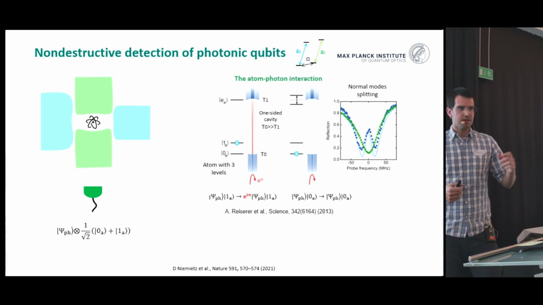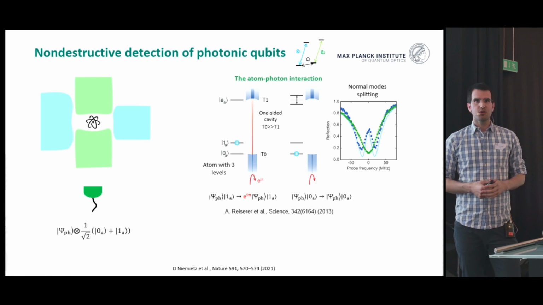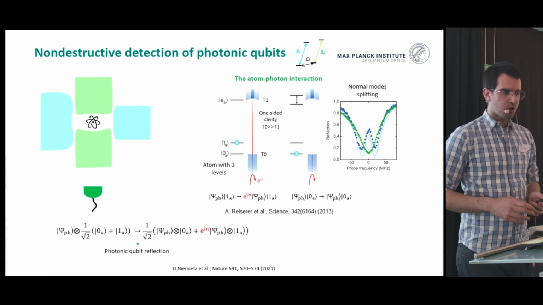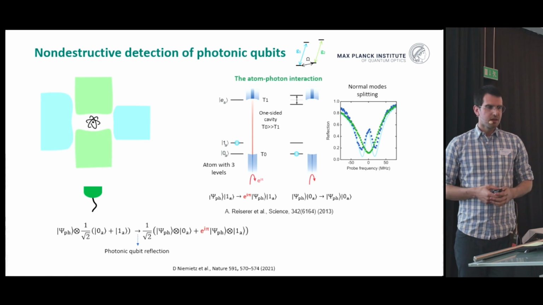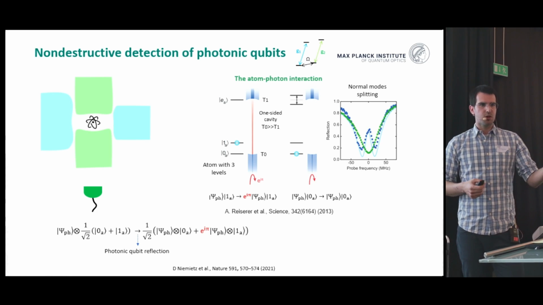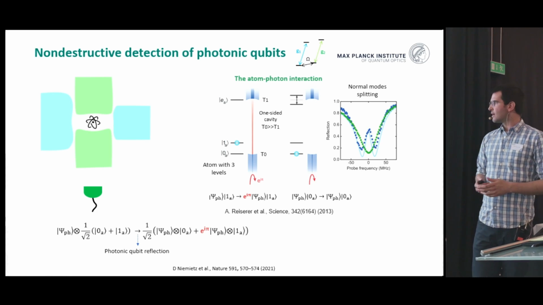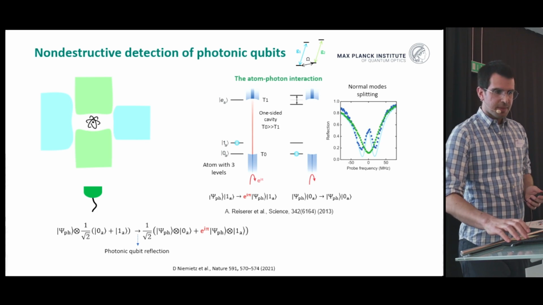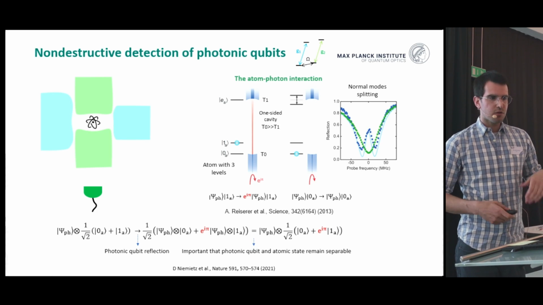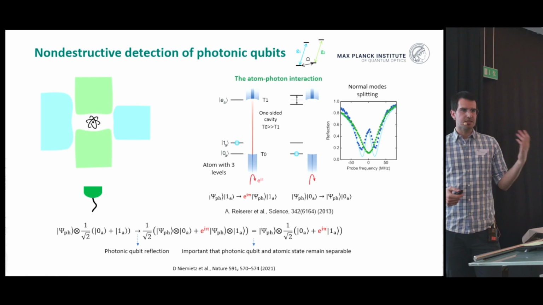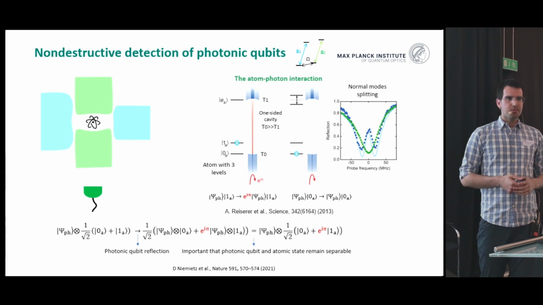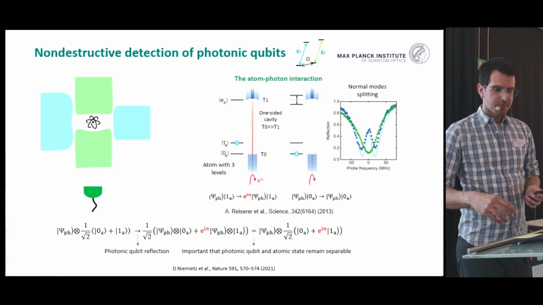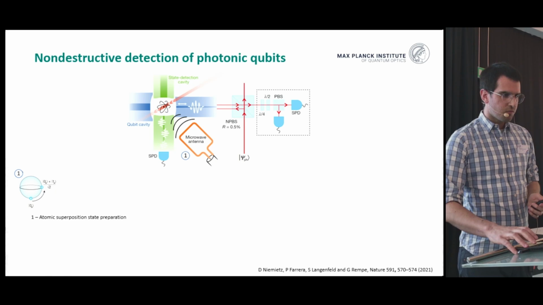The idea is to put initially the atom in a superposition between the two ground states, then to reflect photonic polarization qubits from this cavity in such a way that the component with the atom in state 1 acquires a pi phase shift. And then after this reflection, if the state of the photonic polarization qubit and the state of the atom remain separable, then this pi phase shift happens on the state of the atom. So that's how we operate the detector.